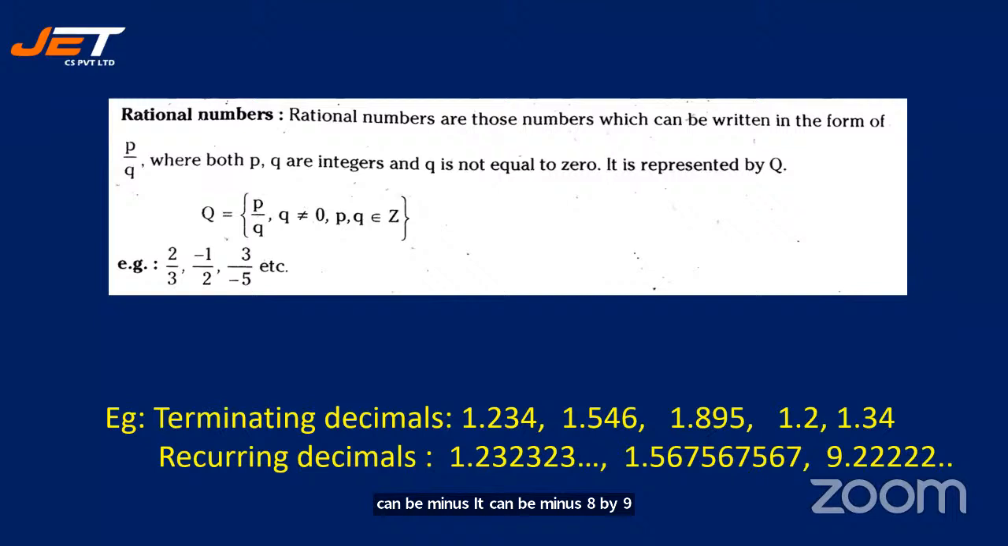All right, students? Now, two important concepts we already learned: one is terminating decimals and the other is non-terminating decimals. So what are terminating decimals? Something which has an end after the decimal, which is not repetitive, like 1.234, 1.546, or 1.2, 1.3. These are called terminating decimals, right?